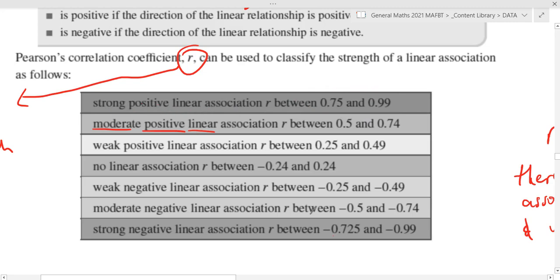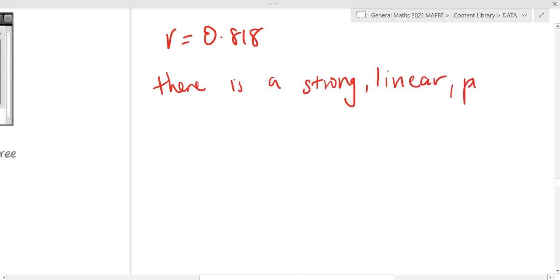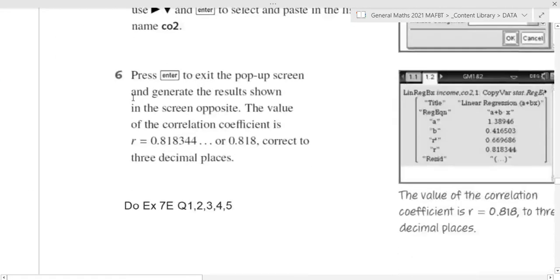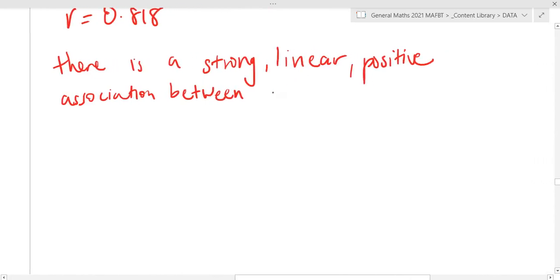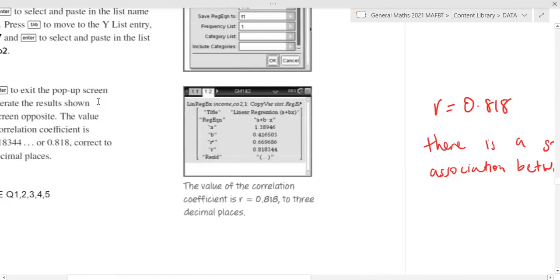So when you interpret the R value, you would write there is a strong linear positive association between, and then you've got to write your EV and RV. Don't write EV and RV itself, but what is the EV and RV? We know that the EV is income and the RV is CO2. So you would write there is a strong linear positive association between income and CO2. Okay, so that's how we write the full answer for interpreting that R value. Okay, let's move on.